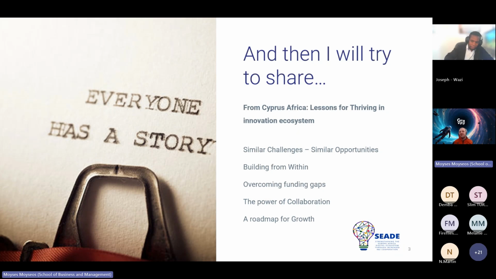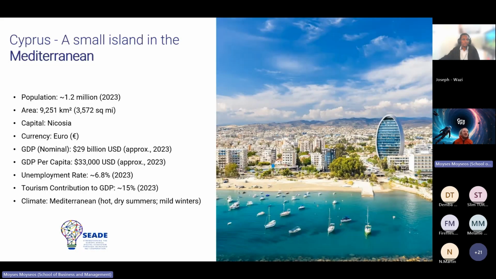I come from a small country, an island in the Eastern Mediterranean. For Europe, we are considered Africa and Middle East, and for Africa and Middle East, we are considered Europe. So we are at the crossroads here, and I believe I have some good case studies and lessons learned to share from our experience.